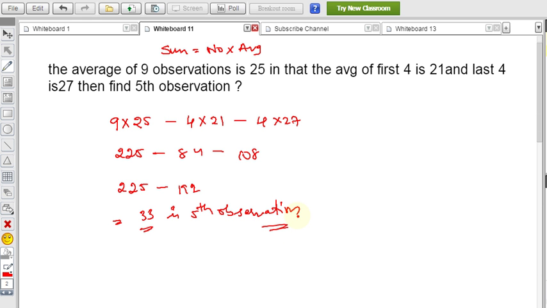From the sum of all 9, subtract the first 4 and last 4. So you'll get this data.